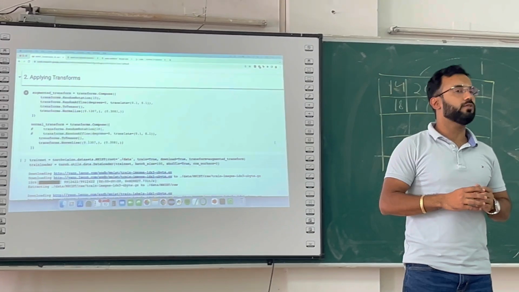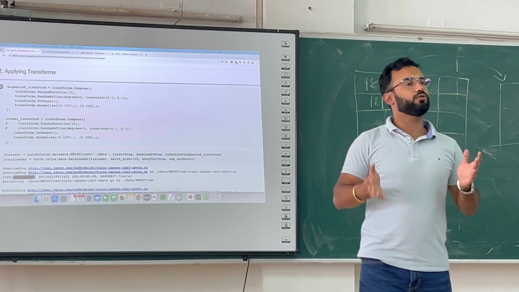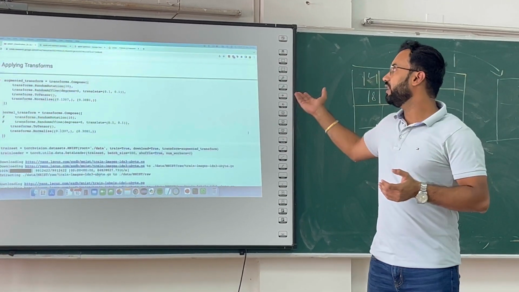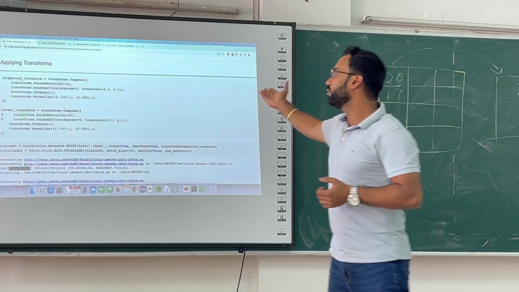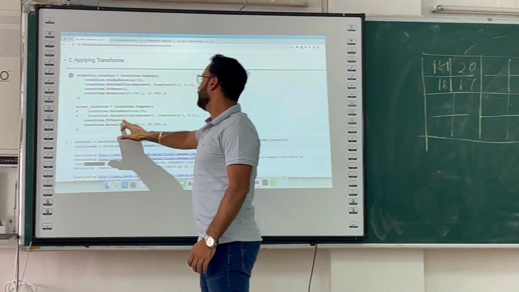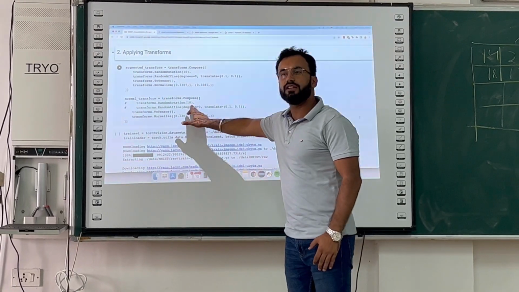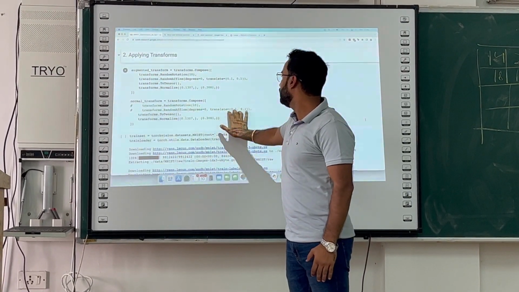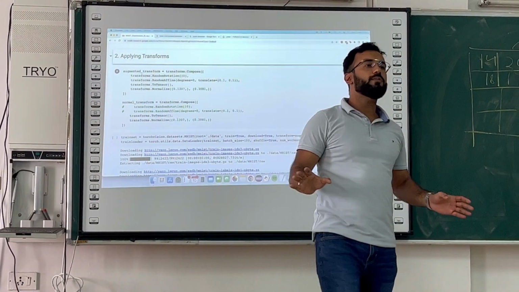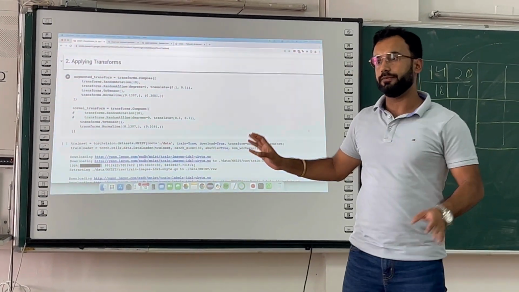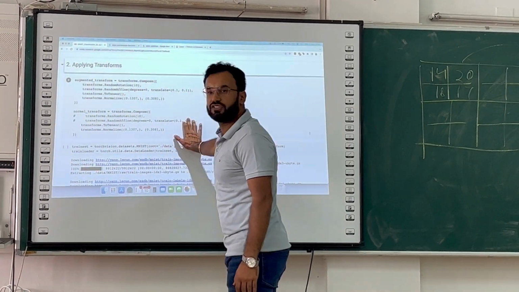When it comes to transforms, there are various ways, like rotation and affine. So I am showing two types of things here: one is rotation and one is affine. We have given 10 degrees of random rotation, and when I talk about affine, there are two parameters, scale and rotation.